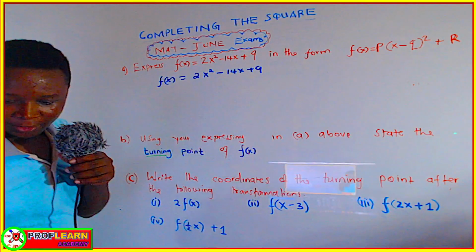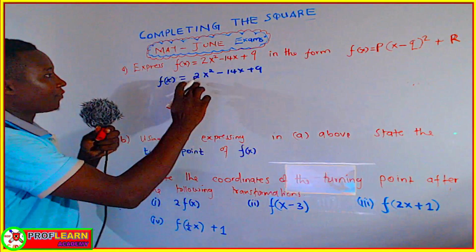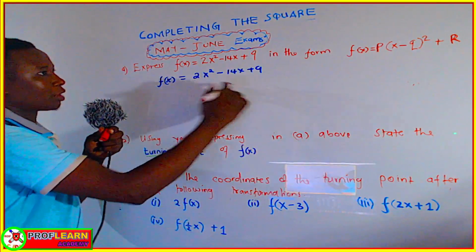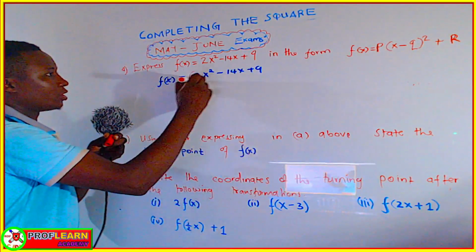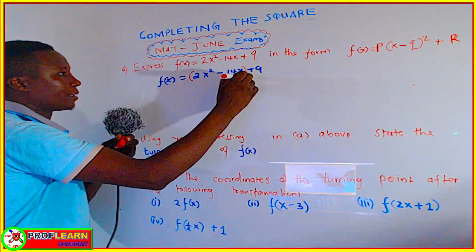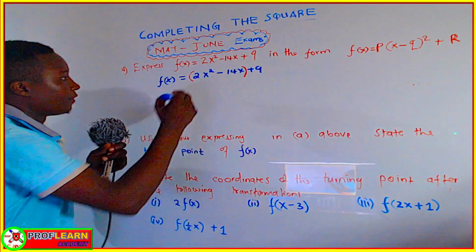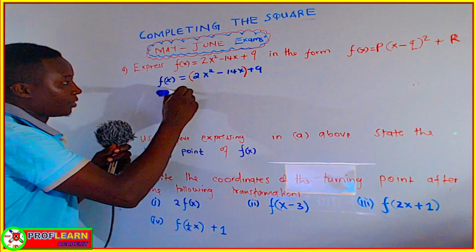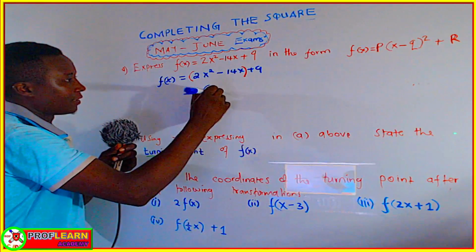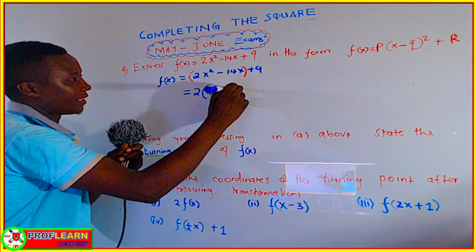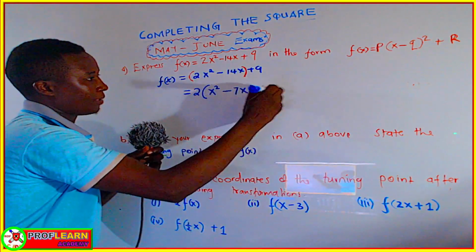And I need to remind you, when you are completing a square, the first thing that you need to do, if we have a coefficient here, because we're going to express it in the form p into bracket, meaning we're going to introduce brackets at this point so that we can factor out the factor that is common here. This is going to be 2. Then we shall remain with x squared minus 7x. Then we shall have our bracket, then plus 9.